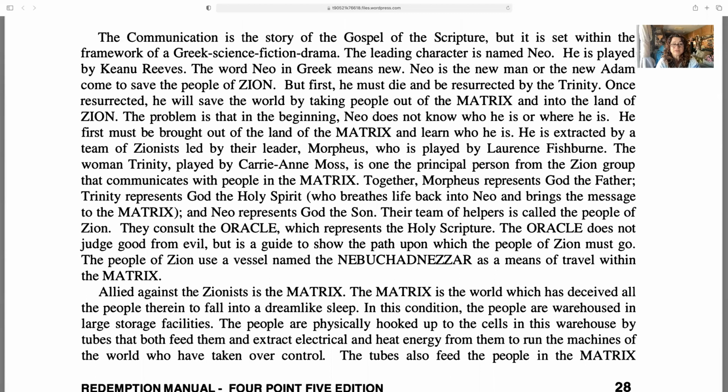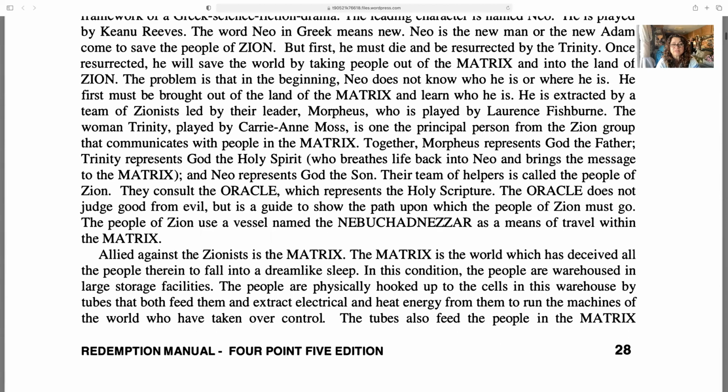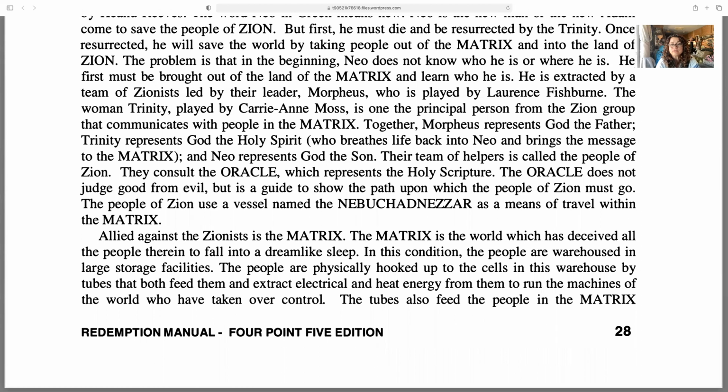Trinity represents God the Holy Spirit, who breathes life back into Neo and brings the message to the Matrix. Neo represents God the Son. Their team of helpers is called the People of Zion. They consult the Oracle, which represents the Holy Scripture.